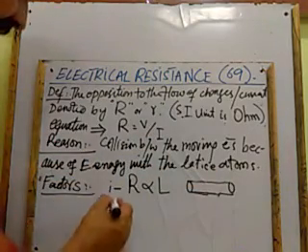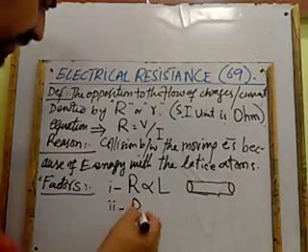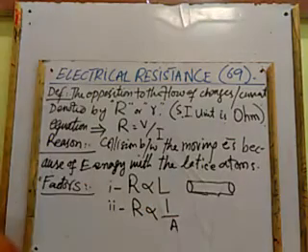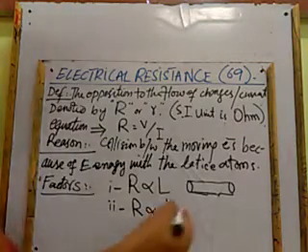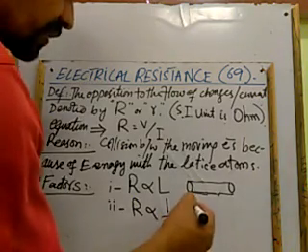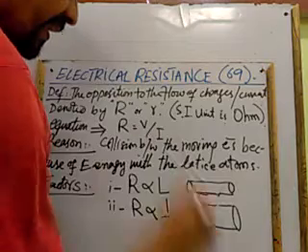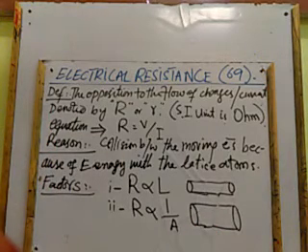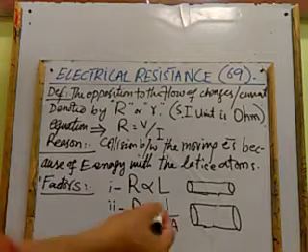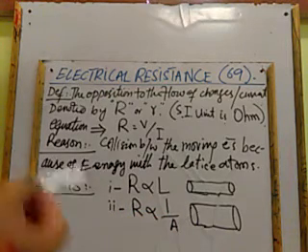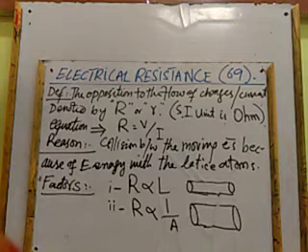Second relation is resistance is inversely proportional to cross-sectional area of the conductor. The conductor which is having a much larger area for the flow of electrons offers less resistance, because by increasing the cross-sectional area of the conductor we are actually decreasing the chances of collision between the electrons and the lattice atoms.